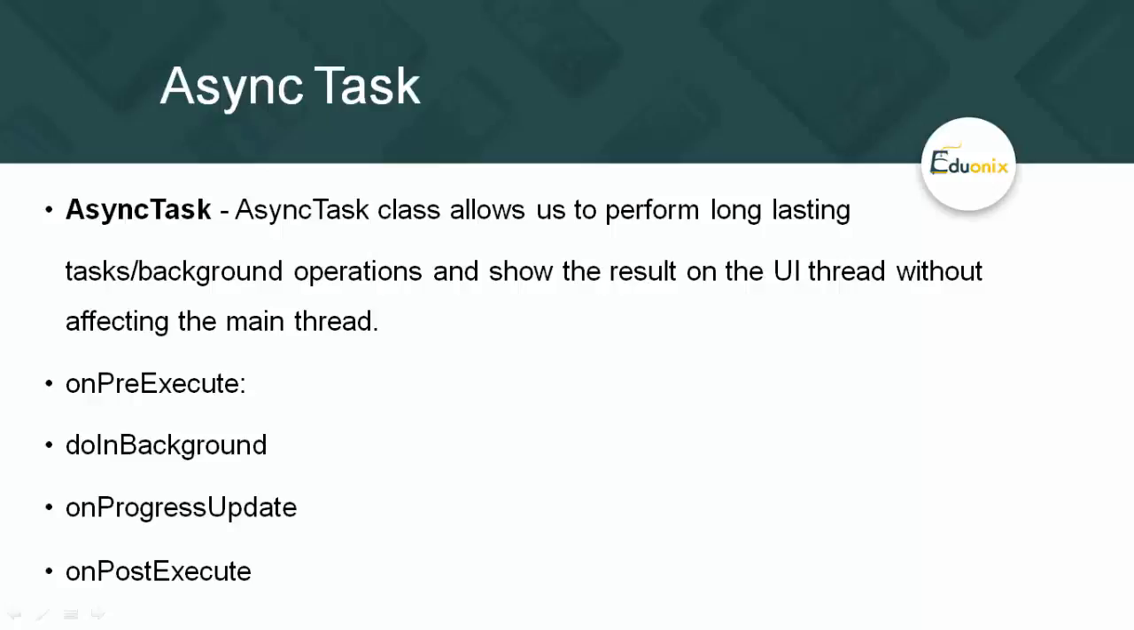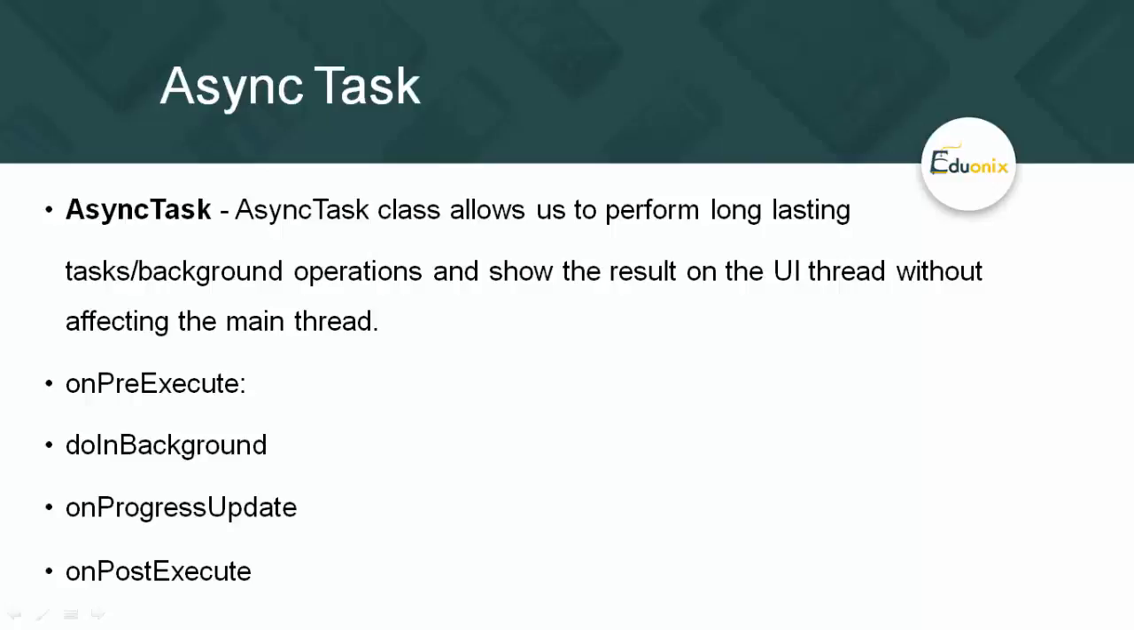The main methods of async task are onPreExecute. This method is invoked before the task is executed, ideally before the doInBackground method. This method is normally used to set up a task such as showing progress bar in the UI. DoInBackground. Code running for long duration should be put in the background using the doInBackground method. OnProgressUpdate. This method can be used to display any form of progress in the user interface.